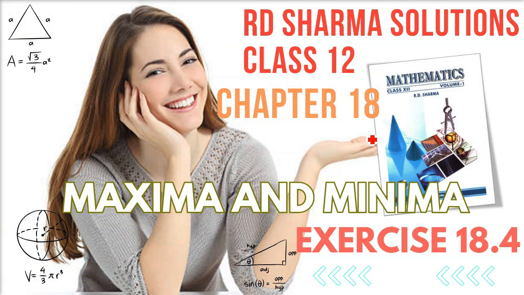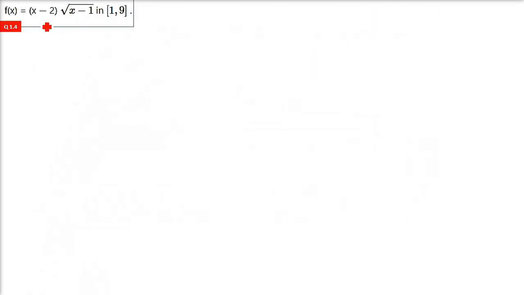This is Arihant Sharma Solution Class 12 Chapter 18. We are taking Maxima and Minima. Exercise 18.4. Now we have (x minus 2) into under root (x minus 1) in [1, 9]. So 1 and 9 are the critical points.